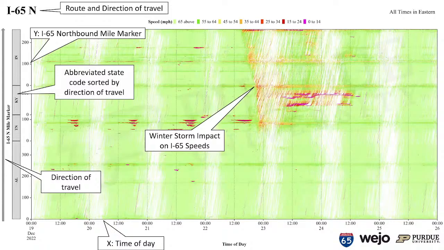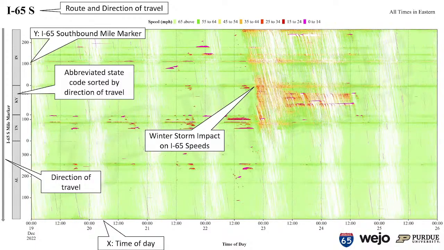So if you look at this line here, I'm not sure if my mouse pointer is visible, but right after noon on December 22nd, we can see a storm front moving in. So you see speeds going from the highest level, above 65, to a little darker green, and then going into the congested regime below 45 miles an hour. And this is how we can directly track when a storm front is moving in, which state, at what mile marker, and how that actually impacted traffic.